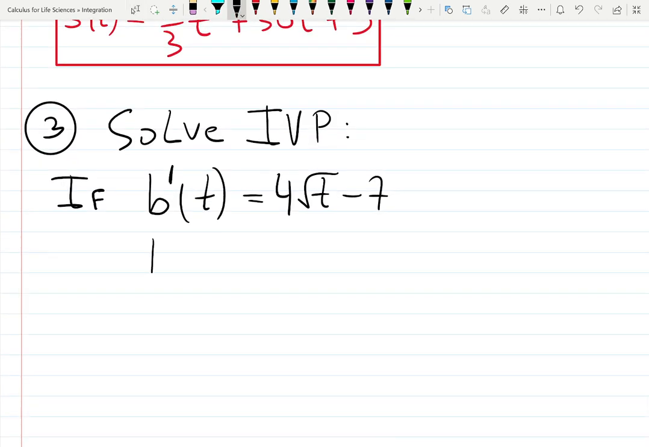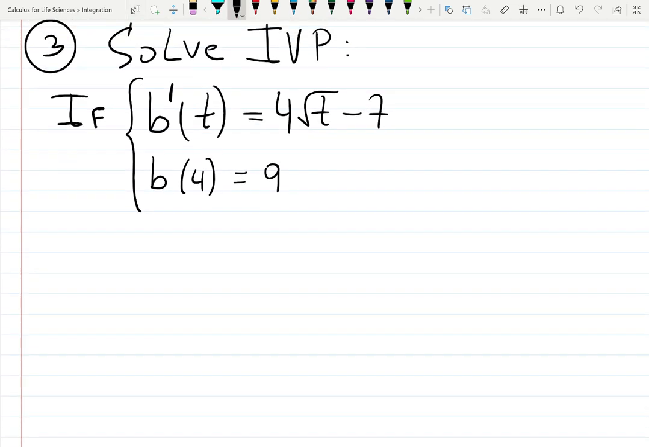B prime at time t was 4 square root of t minus 7. And then initial value should be given. So B at 4, just like what you asked, it's not 0 anymore, is 9. This is called initial value problem with the given initial value. B, you can make up what B is if you want. How many bubbles there are in your bathtub at time t, right? Solution.